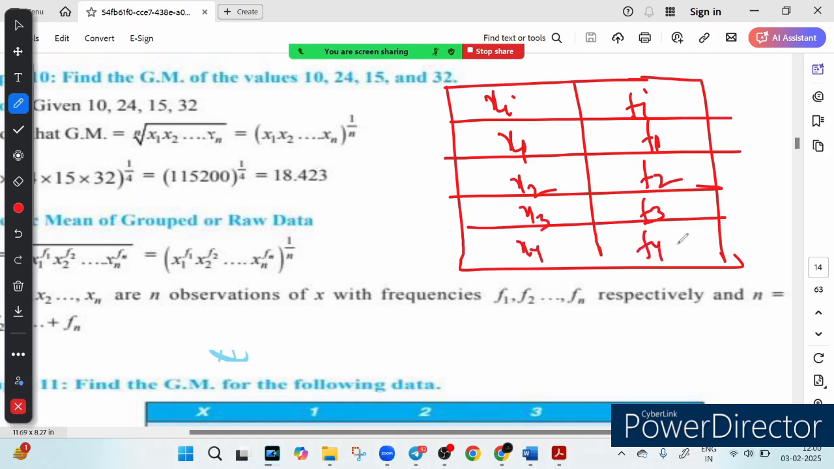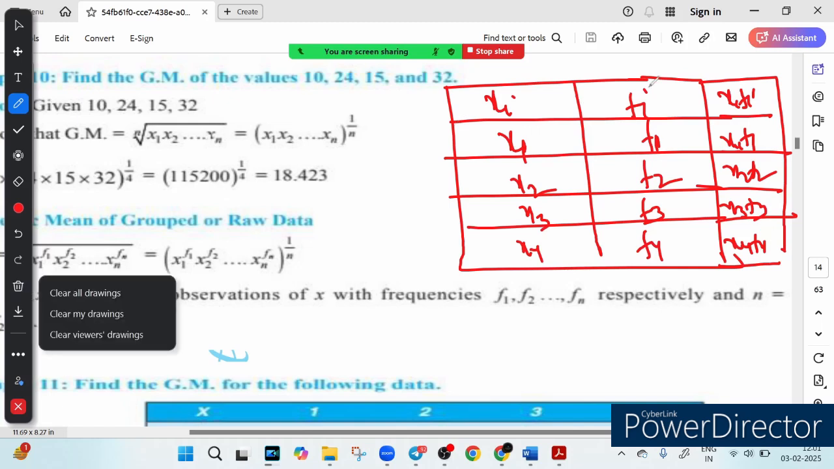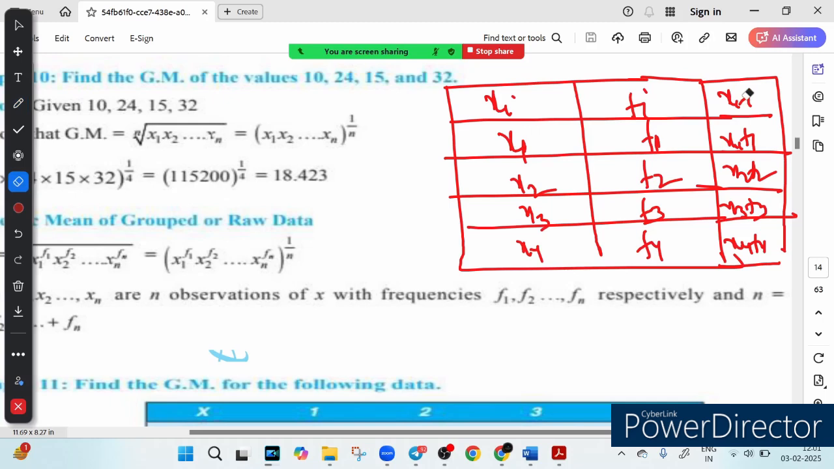Now you create another column, which is the multiplication of both: xi fi, so x1 f1, x2 f2, x3 f3, and suppose we have 4 data, x4 f4. Is it clear? Now just wait a minute. This was done for the arithmetic mean. Here we are talking about the geometric mean. There is no need to draw this particular table. Let me erase it.